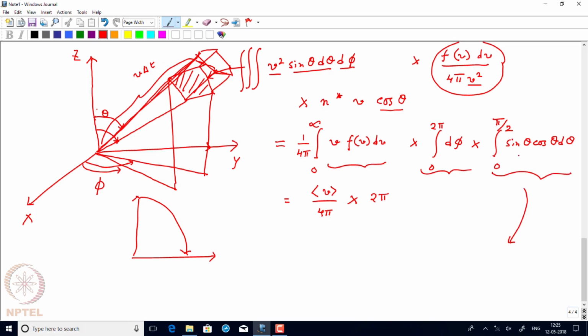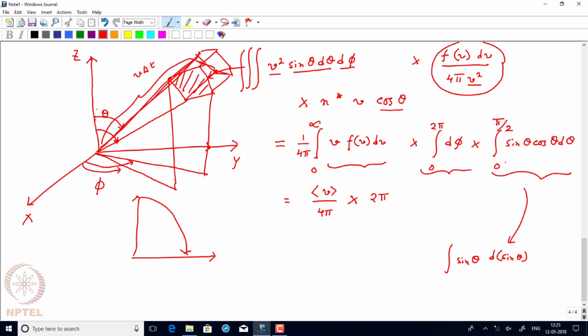What is this? This is sine theta cos theta d theta. Now cos theta d theta is nothing but d of sine theta. So this integration is also very easy. It is just integration of sine theta and d of sine theta. It is x dx kind of integration. So the integral is x square by 2, which in this case is sine square by 2. Now sine square evaluated between pi by 2 and 0.